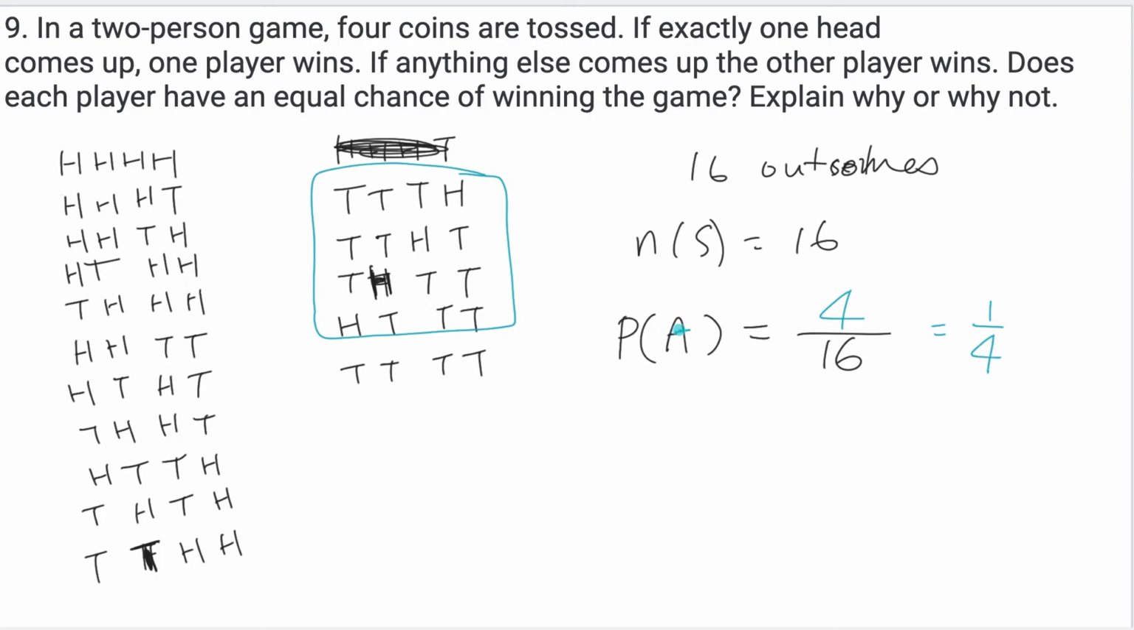Then person A, or one person, wins. So for person A to win, the probability is 1/4. Then for the rest of them, the other person wins, right? So we can say it is not a fair game.